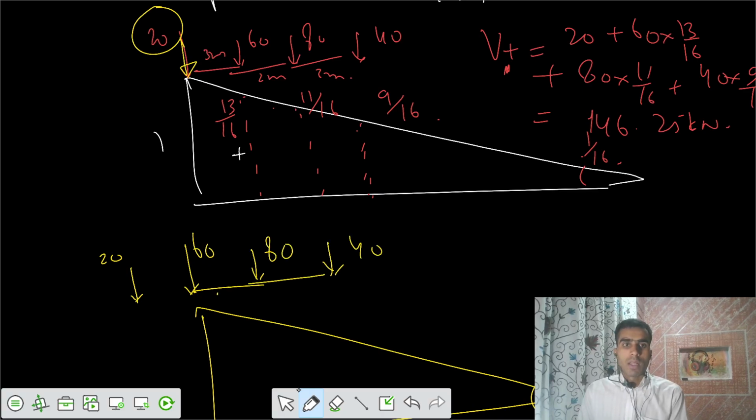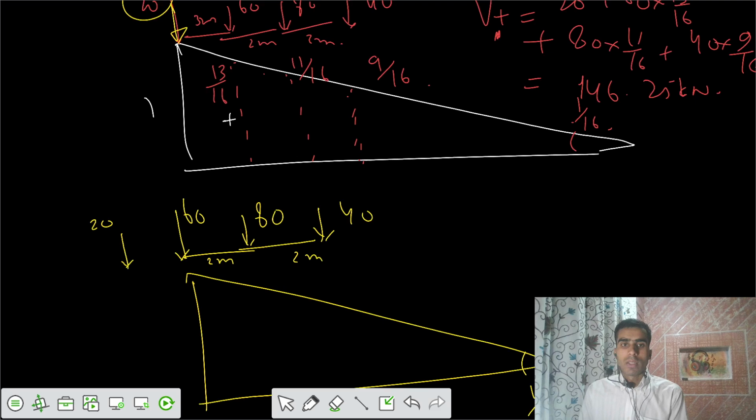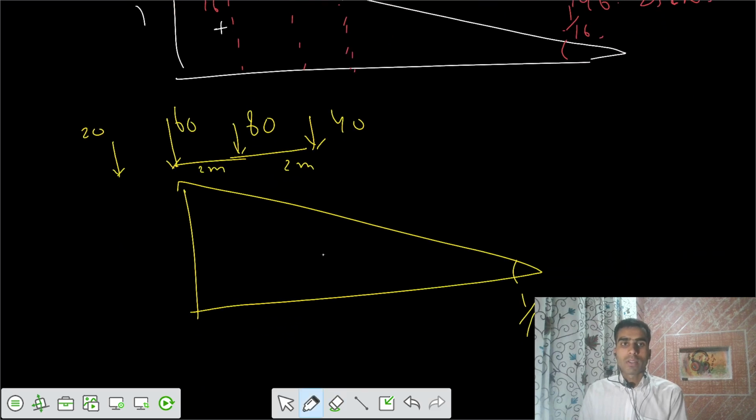That means this part is 2 meter. This is also 2 meter. Then I can say, what is the slope here? What is the ordinate here? This is plus 1. What is this value? I would say this is 14 by 16. This is 12 by 16.